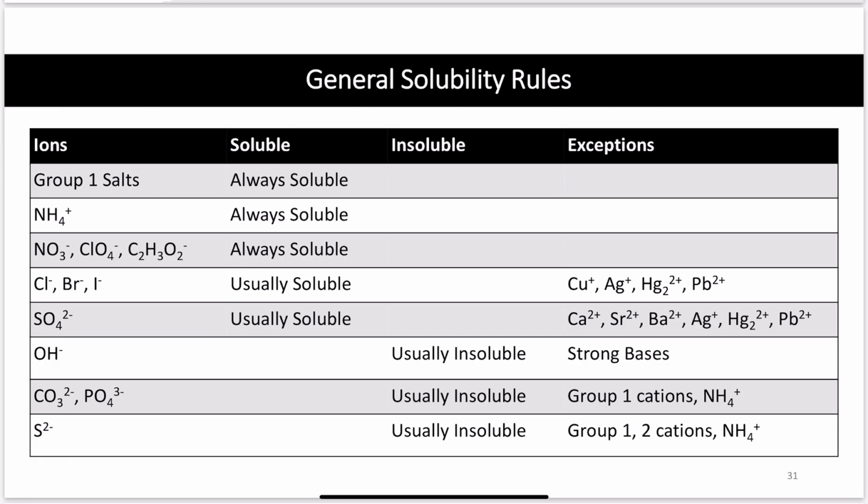Group 1 salts. What do I mean by group 1? I mean any element in group 1, so your alkali metals. Anything paired up with potassium, sodium, cesium, rubidium, lithium, anything paired up with a group 1 metal, therefore called a group 1 salt, will be soluble. I don't care what it is, it's soluble. Sodium bromide, sodium iodide, sodium sulfide, they are soluble.